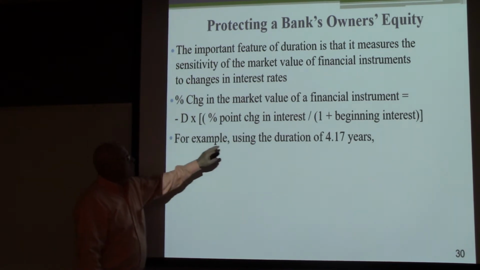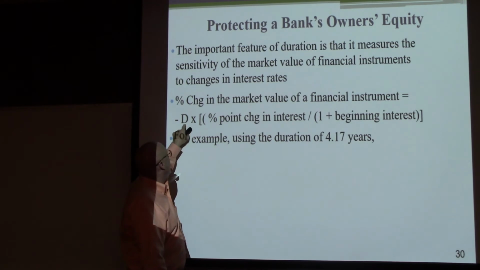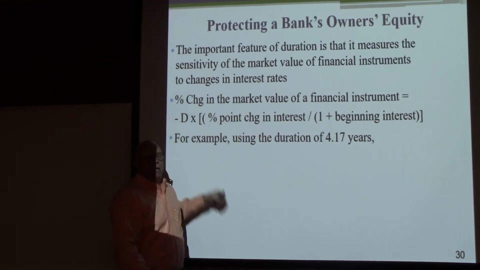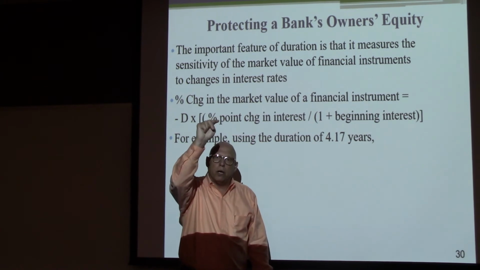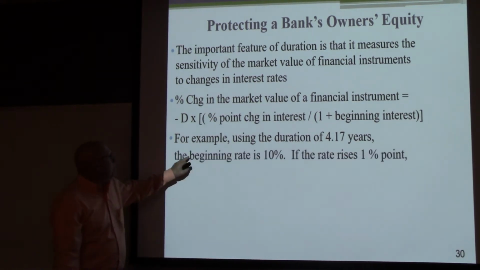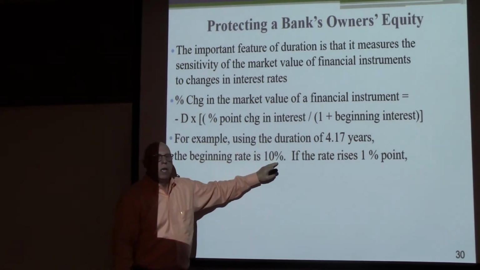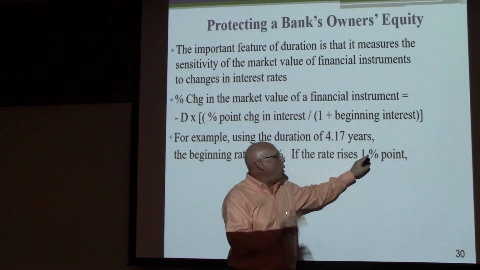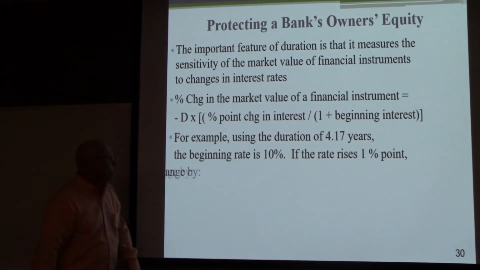In our example, we use the duration of 4.17 years, so we're going to put that right here. It's a negative because interest rates go up and bond and loan prices go down. Now, the beginning interest rate is 10%. That was the rate on the bond. If the rate rises 1 percentage point, then here's our formula.